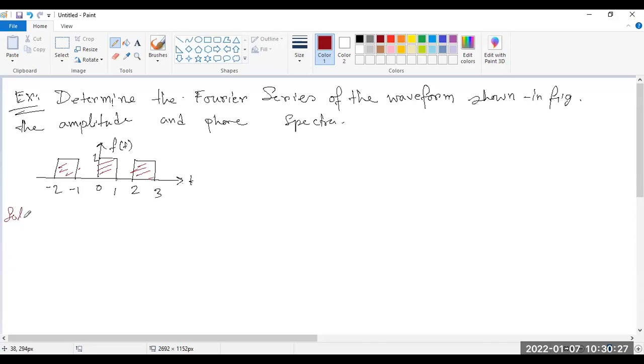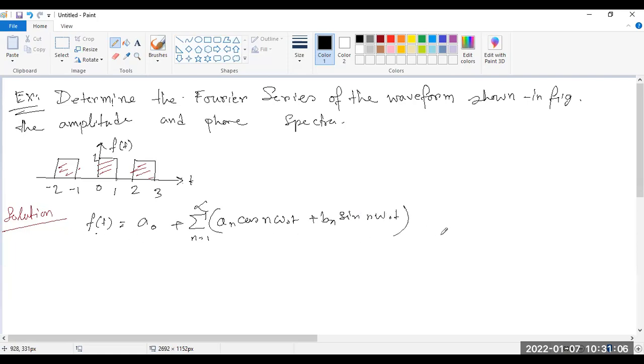Now we know the fundamental equation. What is the Fourier series trigonometric equation? Just remember that f(t) equals a naught plus summation from n equals 1 to infinity, then the bracket starts: a n cos n omega naught t plus b n sin n omega naught t. Cos is always with a n. That is your fundamental equation.